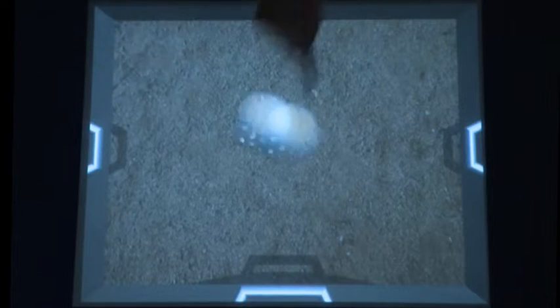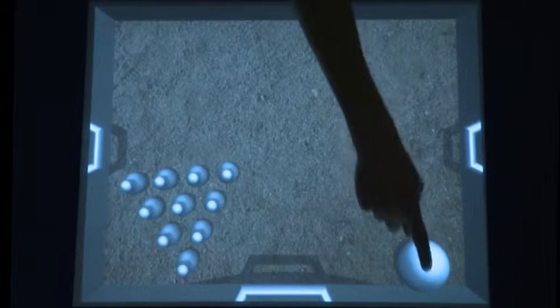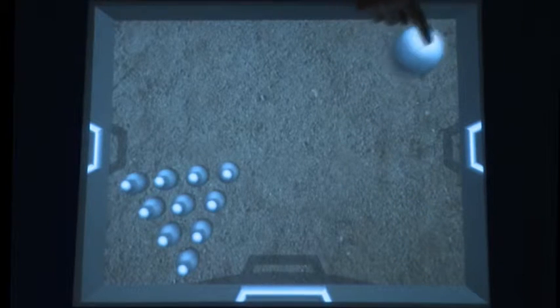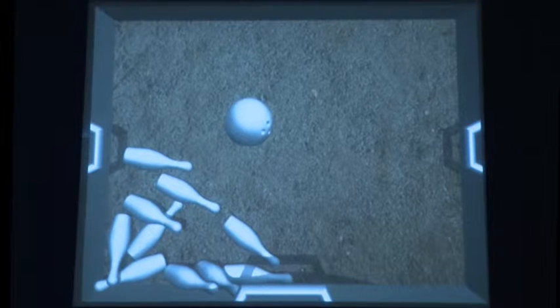For example, a bowling ball sticky tool can knock over bowling pin sticky tools. Both the bowling ball and bowling pins represent themselves. Sticky tools can also act on other virtual objects as verbs.